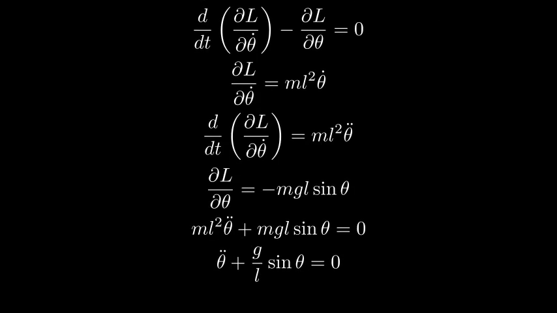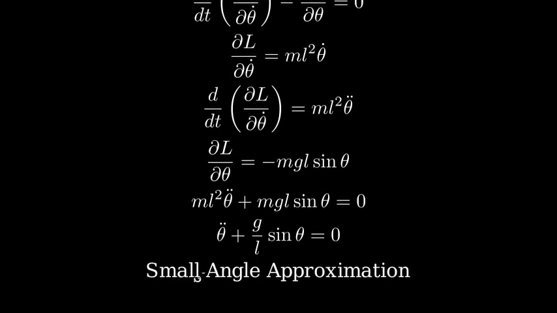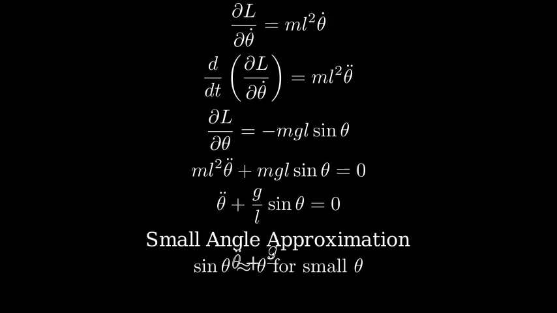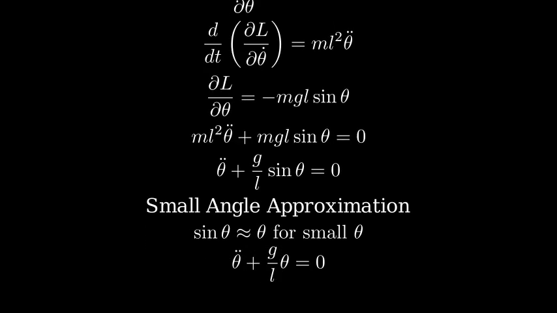Dividing by mL squared, we get the equation of motion, theta double dot plus g over L times sine theta equals 0. For small angles, we can make the approximation that sine theta approximately equals theta. This is known as the small angle approximation, and it's valid when theta is small. With this approximation, our equation of motion becomes theta double dot plus g over L times theta equals 0.